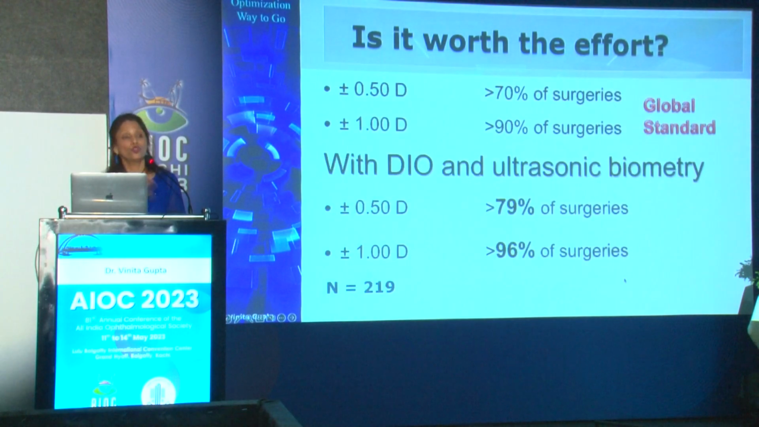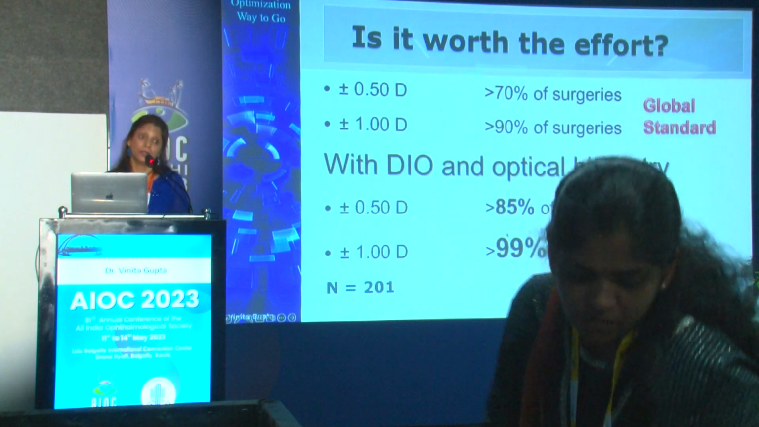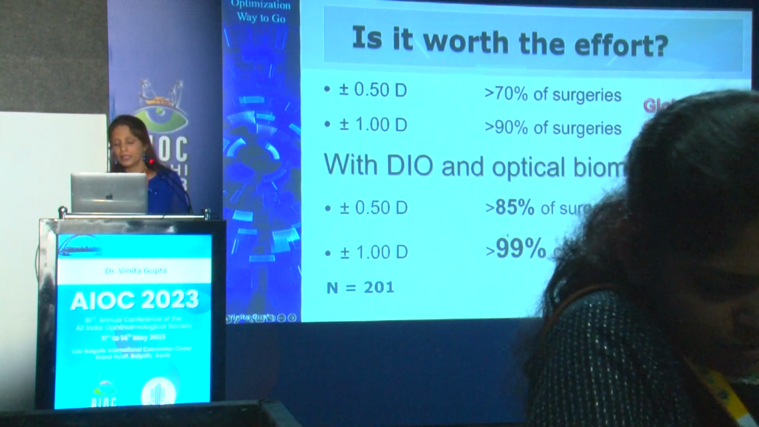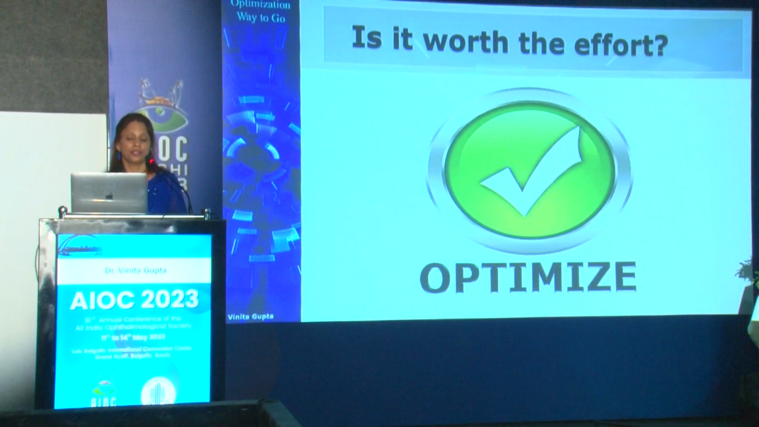But if you use personalization of the constants or of the IOL power calculations with the DIO, even with an ultrasonic biometer, you are almost at 96% for plus minus 1 diopter. And with the optical biometer, you are almost within 99% of your results. So please, yes, it's worth the effort. Please optimize for every patient. Thank you.